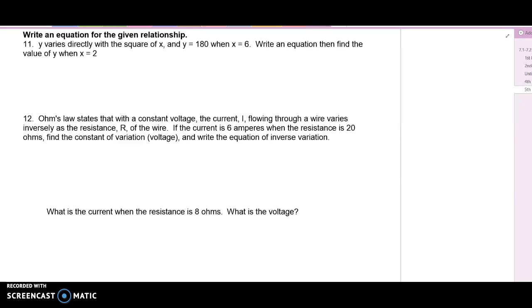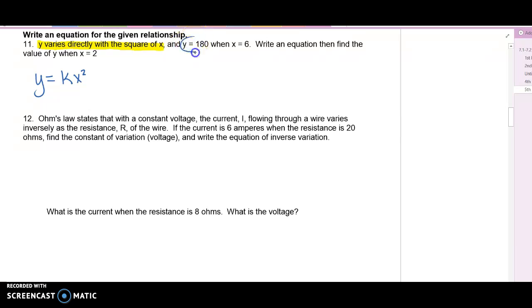Using the notes that you have up above, what you're going to do in these types of problems is look for the key phrase that tells you which equation you need to use. So number 11, it says y varies directly with the square of x. So if you look up above, that means you're going to use the equation y equals k times x squared.